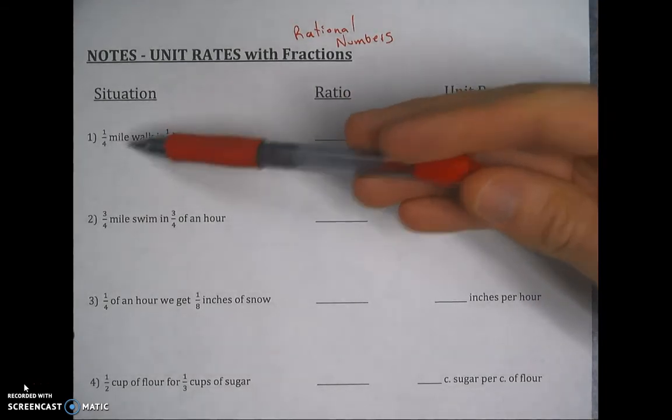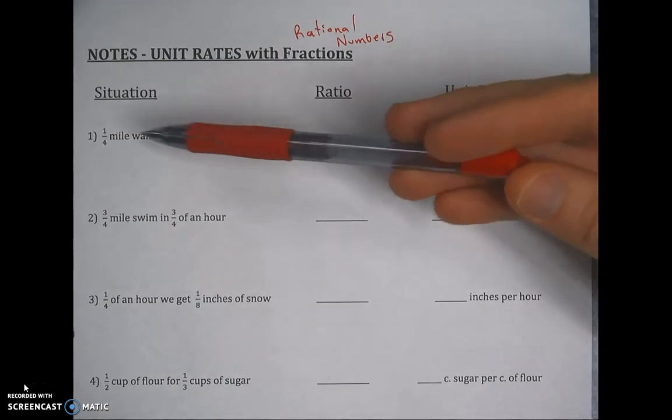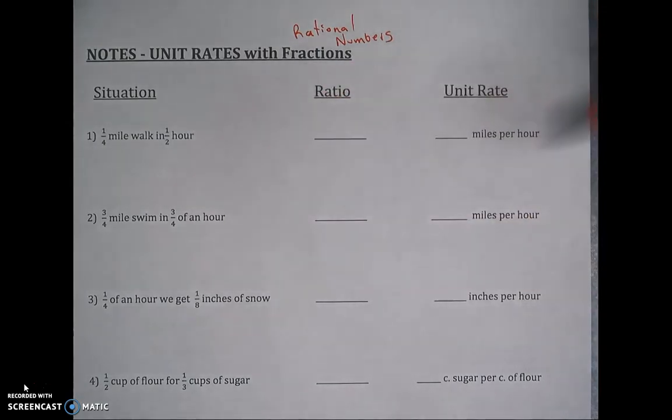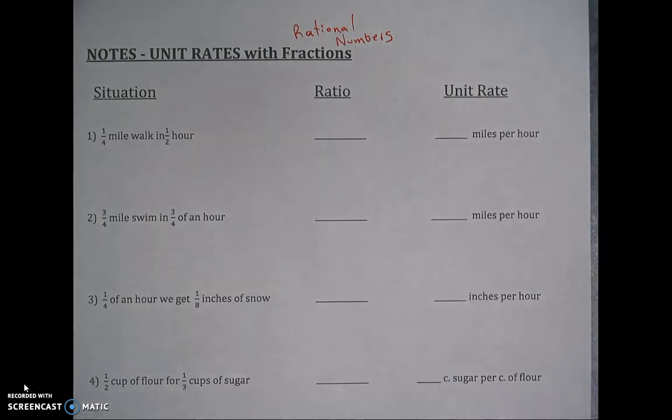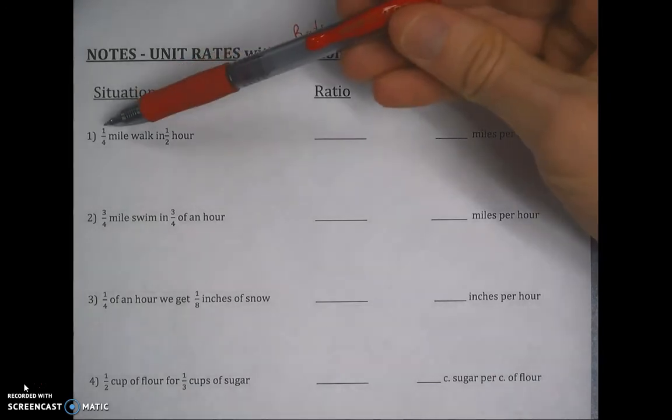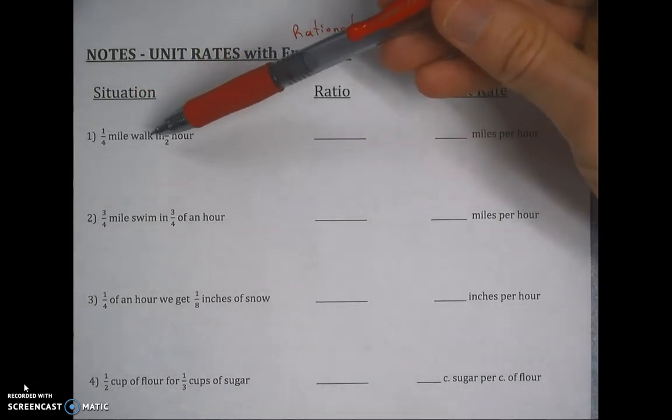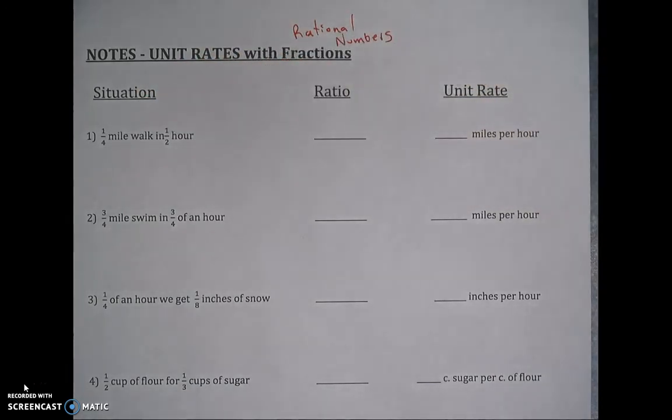We can either have miles per hour or we can have hours per mile. And depending on what we're looking for, depending how we're using the information, one may be better than the other. But for today, I'm going to tell you exactly what I'm looking for so we can practice setting these up in a certain fashion. So as we look at number 1, we've got a quarter of a mile walked in half an hour. And so we're going to set up a ratio here.